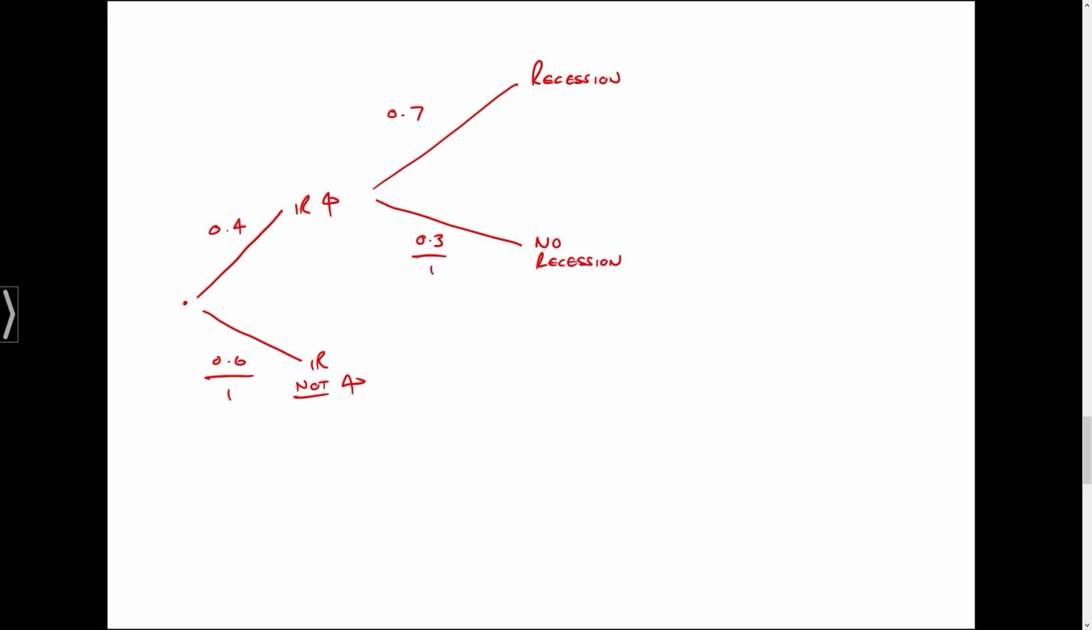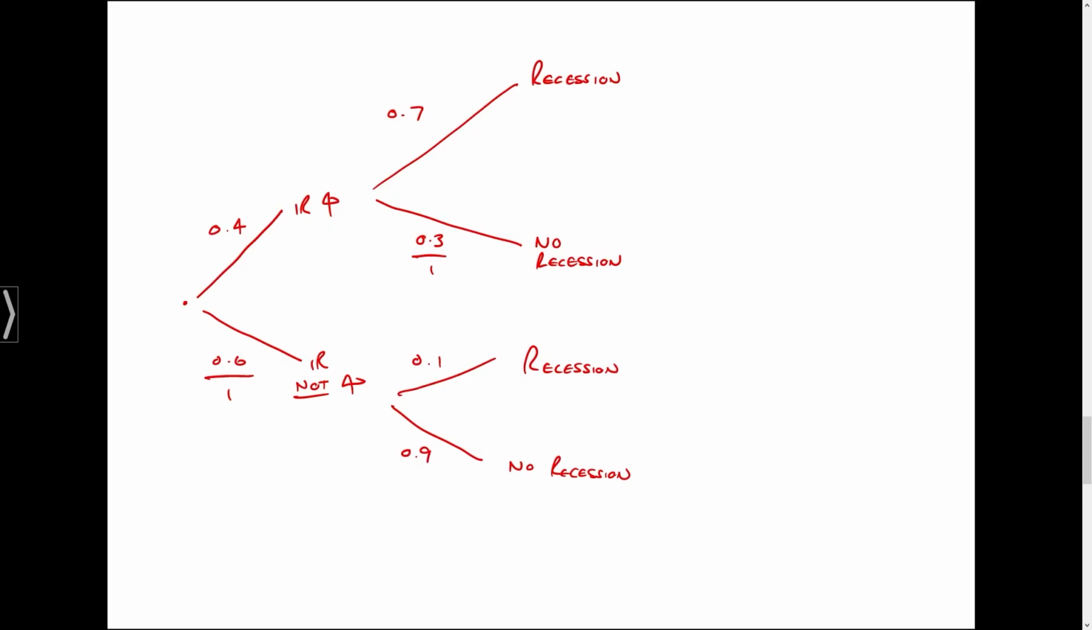We're also told in this example that we've got a 10% chance of a recession given no interest rate increase. So again, we can put on recession and no recession. So we've got a 10% chance, (it should read 0.1) of witnessing a recession given that we haven't seen an interest rate rise, and a 90% chance of no recession given that we haven't seen an interest rate rise.